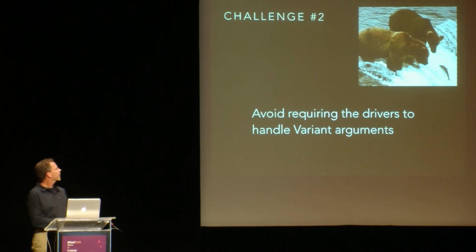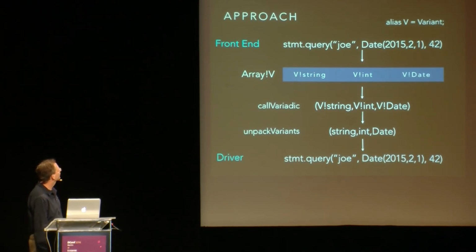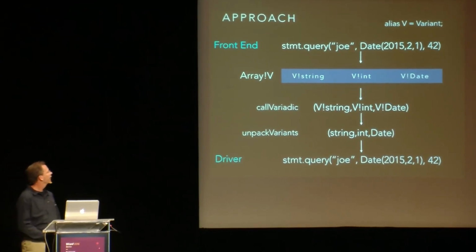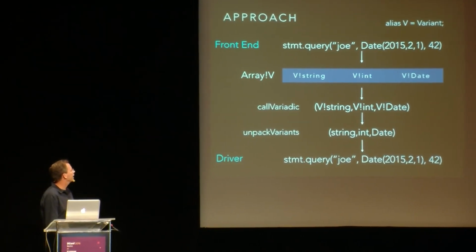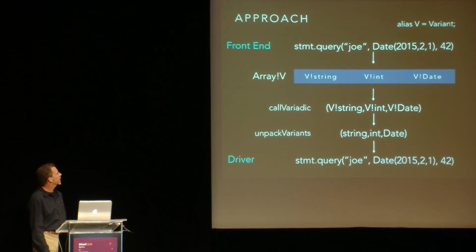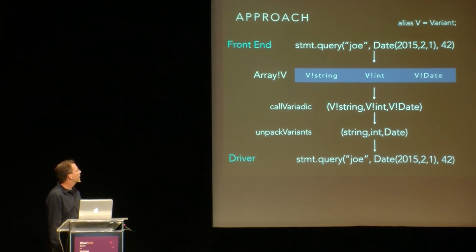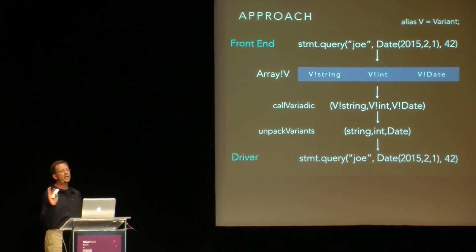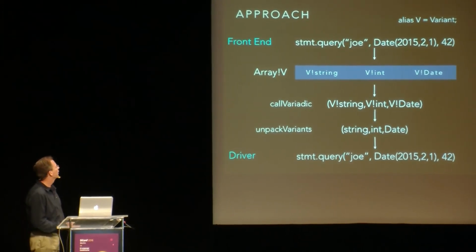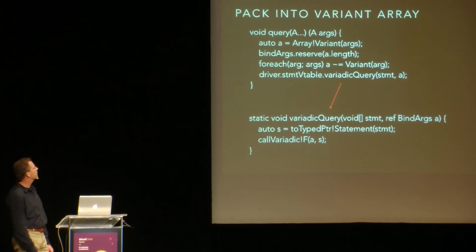And I also wanted to avoid requiring the drivers to handle variant arguments. I want to keep all the complexity away from the drivers. So there's two issues. One is the transport, one is keeping variants away from the drivers. So I have this nice mapping here of what's occurring here. I'm taking the front end's VARIADIC arguments and packaging them in a standard array. I channel them through the void pointer calls, and there's two key pieces of code here which I had to implement to make this work. One is call VARIADIC, and one is unpack variants. So those each solve the two problems there.